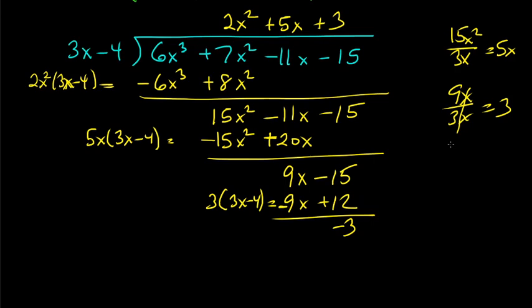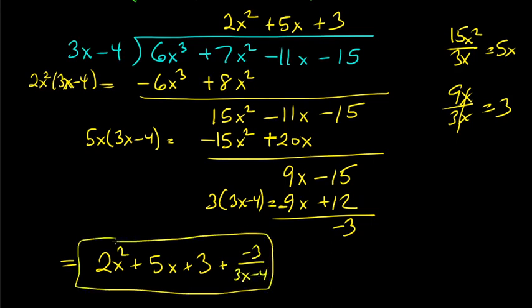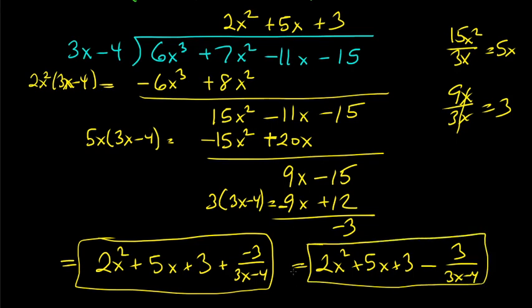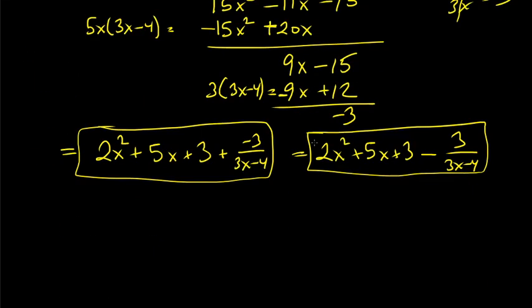So the answer to the problem, if you write it all out, is 2x squared plus 5x plus 3. And then you can write plus negative 3 divided by 3x minus 4. That's fine. Or you could write this as 2x squared plus 5x plus 3 minus 3 over 3x minus 4. I am not picky about that. Whether you're adding a negative or subtracting, it's the same thing. Okay, so that's 16C.